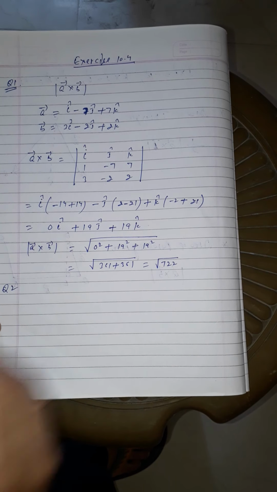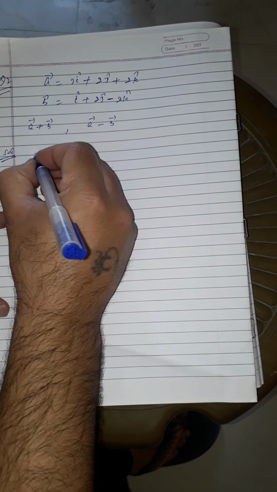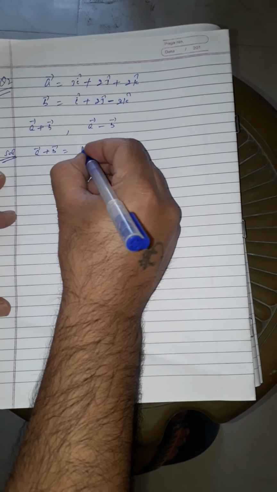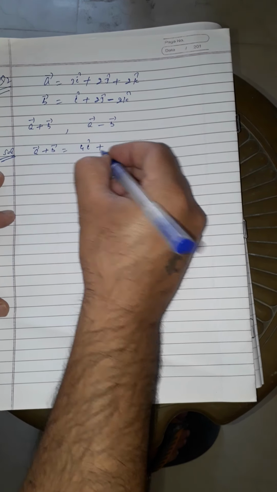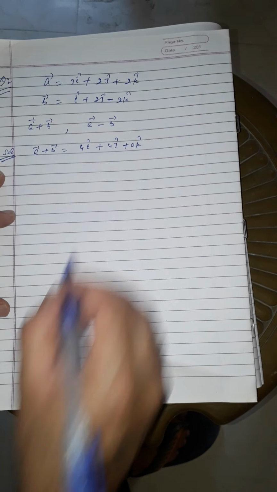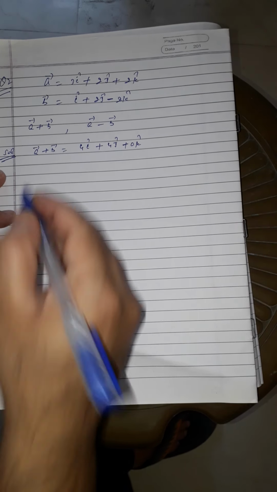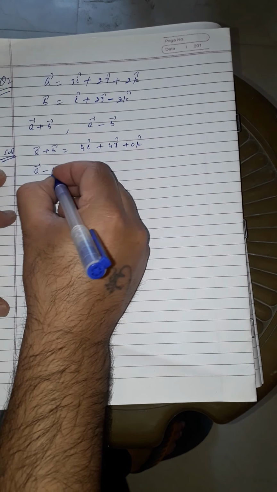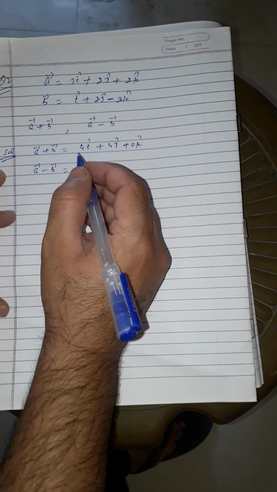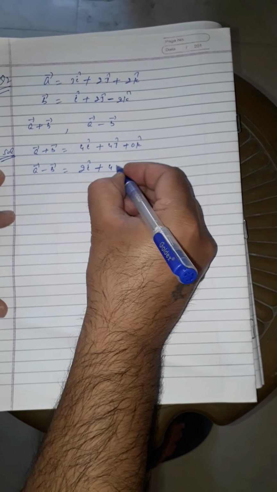Now let us come to question number 2. In this question, students, first of all we will add these two vectors. On adding, we will get 4 i cap plus 4 j cap plus 0 k cap. And then vector a minus vector b, we will subtract them, and we will get 2 i cap plus 4 k cap.